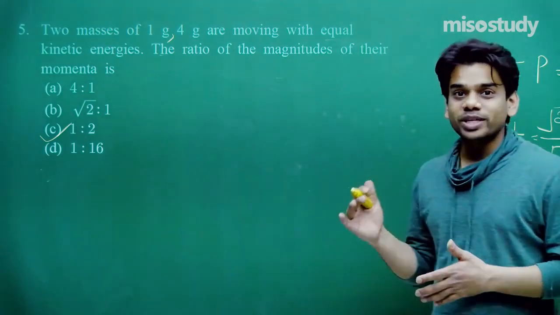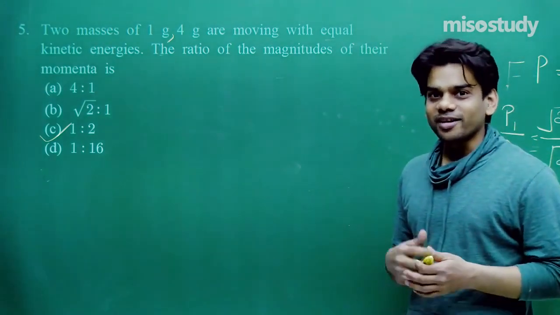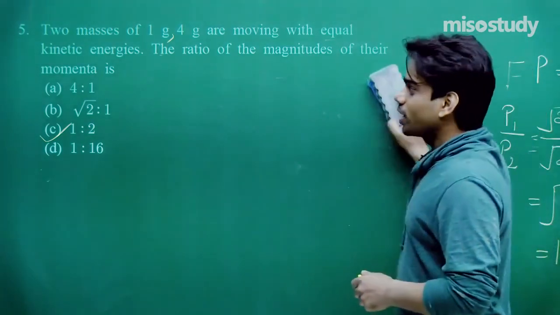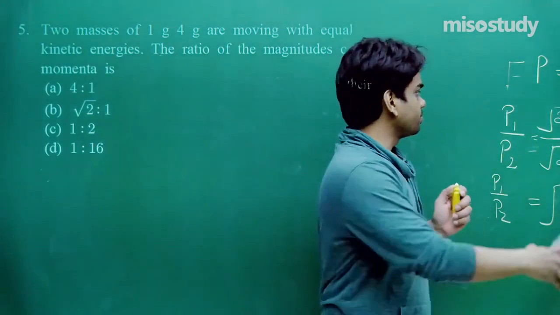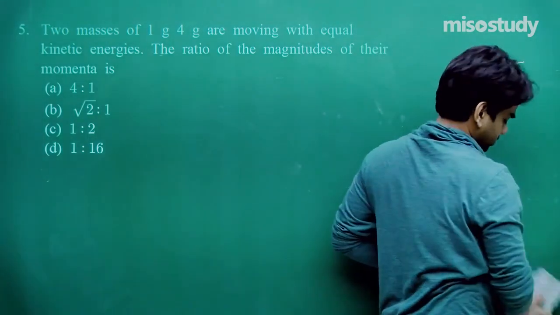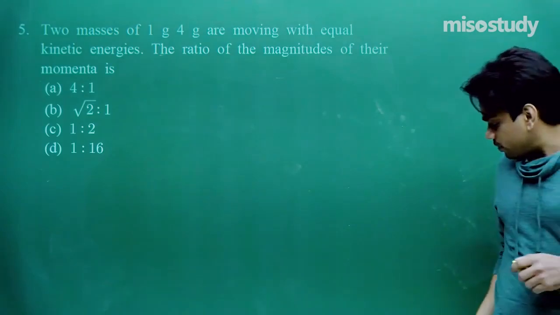This is how the momenta of both the bodies are related. Easy question. You have to just put up the formula, and such a question can also be asked in your JEE Advanced problem. Let's proceed with the next question.